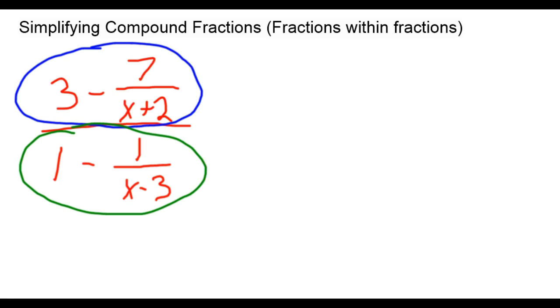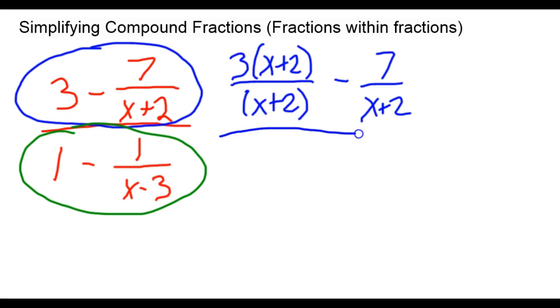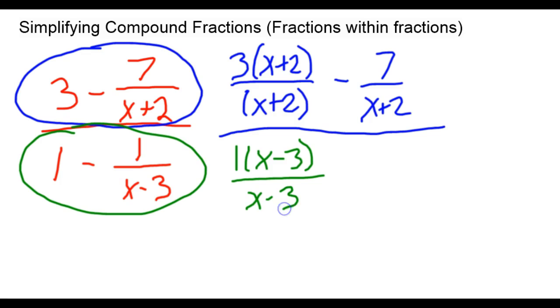So in the numerator, if we wanted to get a common denominator, the denominator under 3 is just 1, so we need to multiply that by x plus 2 over x plus 2, and then subtract 7 over x plus 2. Okay, so that's how we would have to work with the numerator to get a common denominator. Similar thing with the denominator of this fraction. We would take 1 times x minus 3 over x minus 3 and subtract 1 over x minus 3.